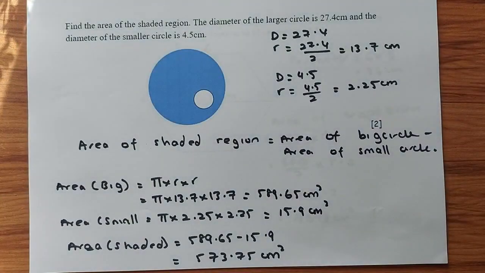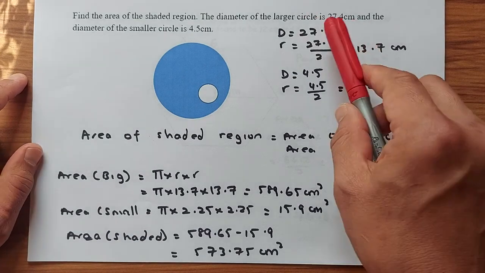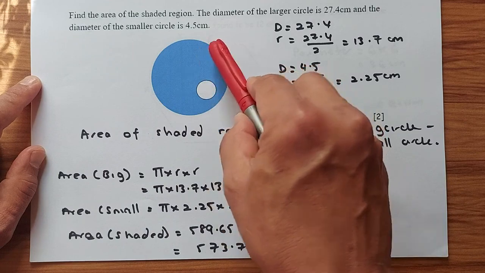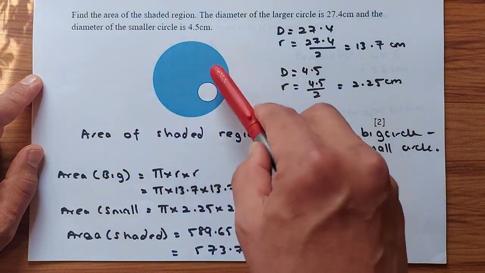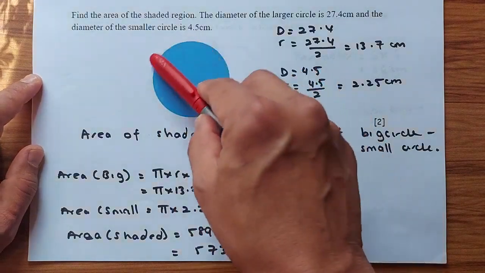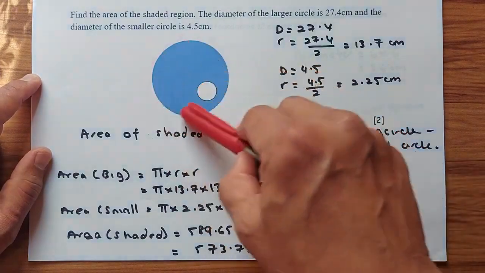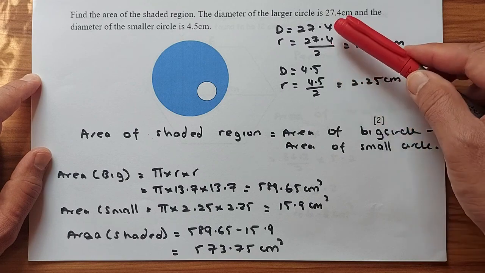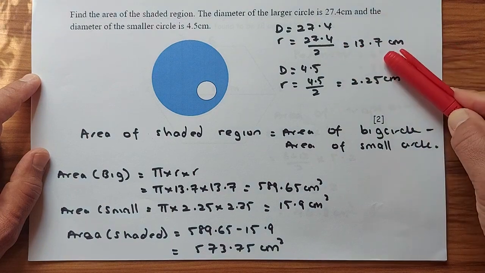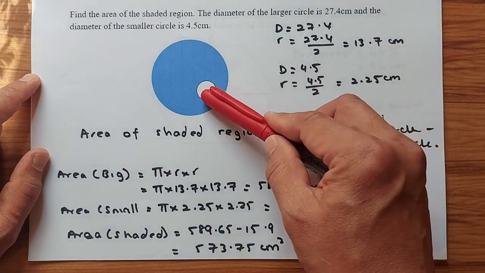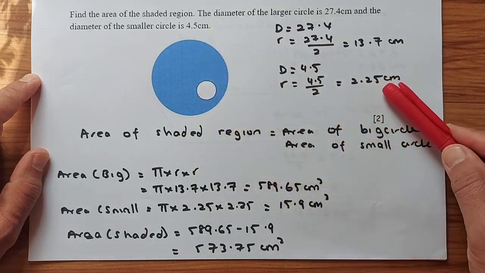Now we shall go to question 2. Find the area of the shaded region. The diameter of the largest circle is 27.4, and the diameter of the smaller circle is 4.5. To get the area of the shaded region, the blue region, you have to take the area of the big circle minus the area of the smaller circle. To calculate the area of the big circle, you first need to change to the radius. Diameter is 27.4, to find the radius, you halve it, so you get 13.7. Similarly, for the small circle, the diameter is 4.5, you halve it, the radius is going to be 2.25.